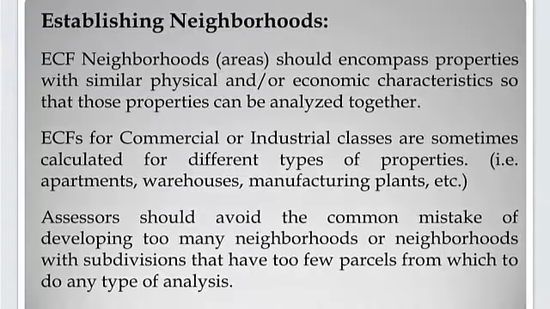ECF neighborhoods or areas should encompass properties with similar physical and or economic characteristics so that those properties can be analyzed together. ECFs for commercial or industrial classes are sometimes calculated for different types of properties, such as apartments, warehouses, manufacturing plants, and so forth. Assessors should avoid the common mistake of developing too many neighborhoods or neighborhoods with subdivisions that have too few parcels from which to do any type of analysis.